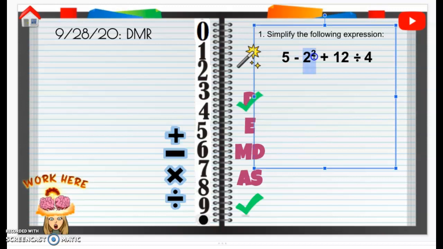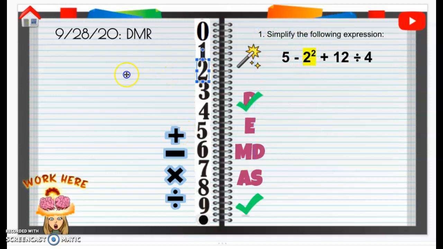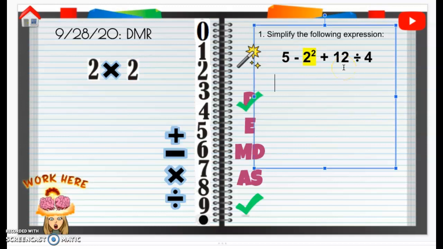Yes, we do. So our exponent is 2 to the second power, or 2 squared. So what is 2 squared, or 2 to the second power? Well, I know that that means 2 times 2, which is going to equal 4. So down here, I'm going to put my 4. Now, make sure you bring everything else down that we didn't use yet. So that 5 minus, so we have that 4 plus 12, and then that divided by 4.